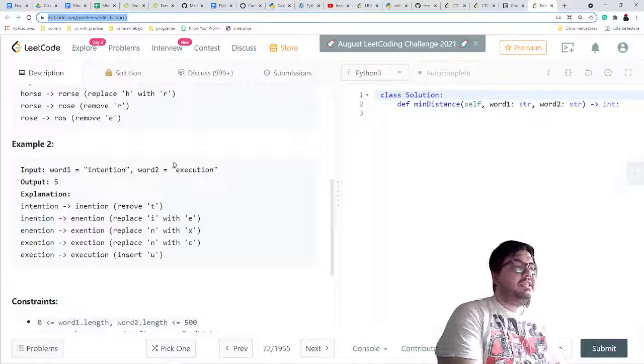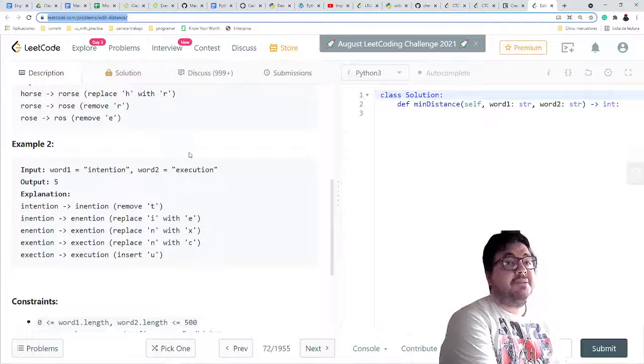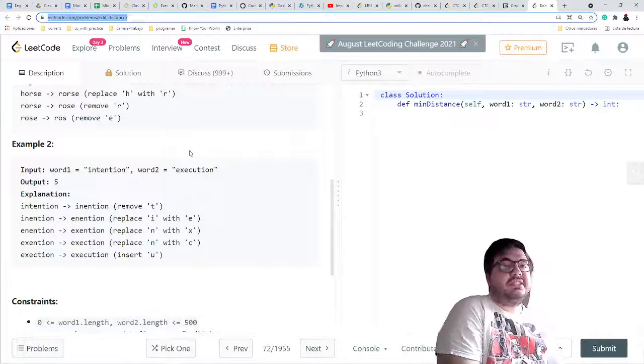Okay, I can really tell this is a dynamic programming problem because of edit distance.